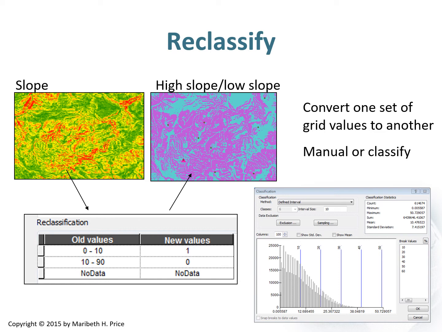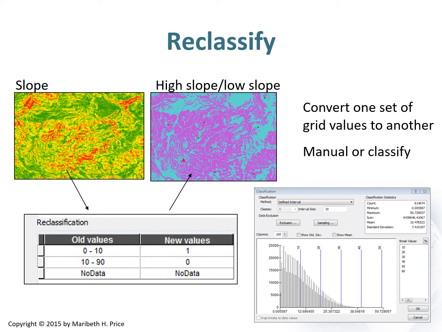And so you look at the old ones, you go in and maybe you tell it to make 3 classes or 2 classes or what have you. In this case here, they're making 2 classes, high and low. And so the old way that it reclassified the actual slope numbers, it was 0 to 10 and 10 to 90. And then you simply put in what you now want it to be, and so 0 to 10 becomes a 1, and 10 to 90 becomes a 0, and no data stays no data.